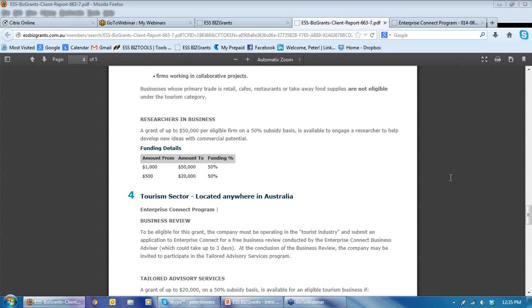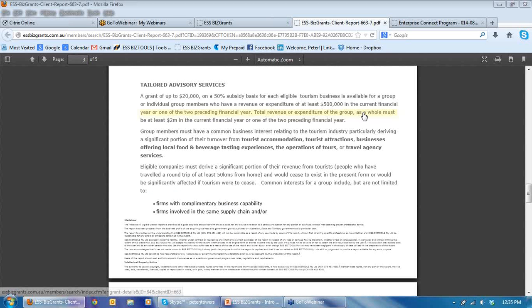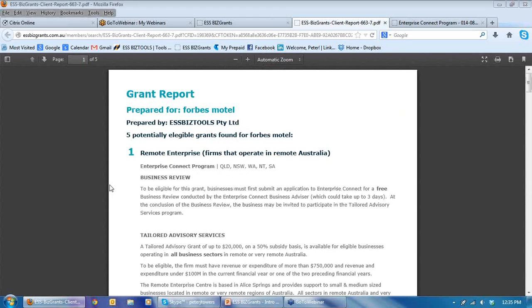It's also a way to proactively help your clients to get some government money coming into their businesses to do some of the things, and also it's a way for you as an accounting business to be able to earn some fees for doing some of this work, especially in Enterprise Connect.